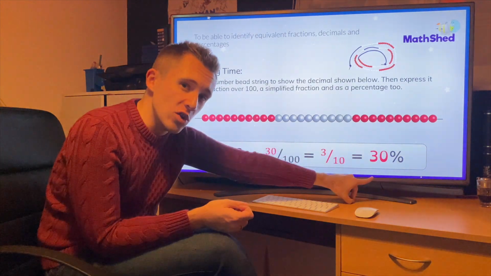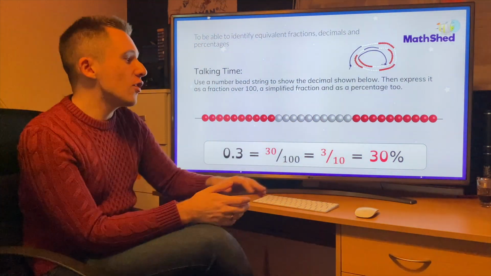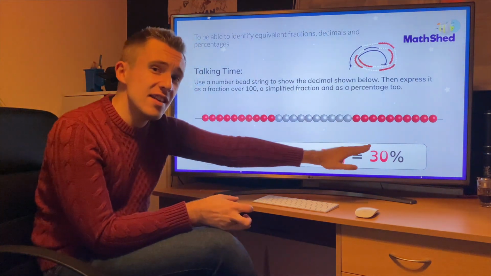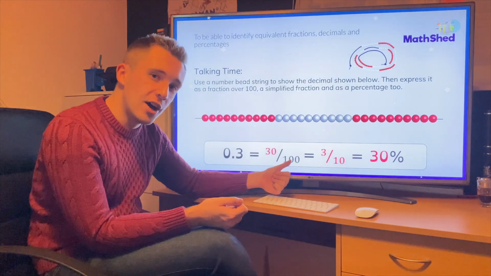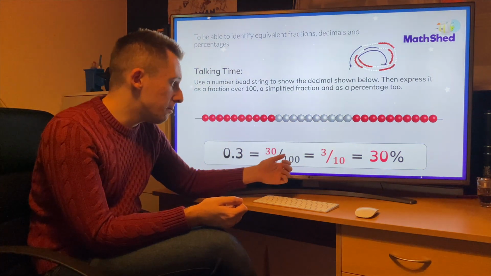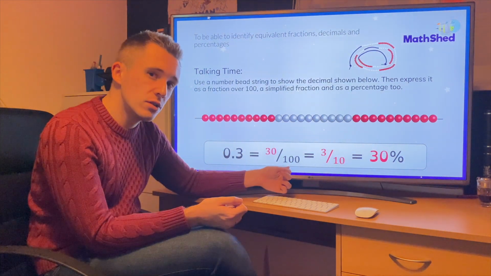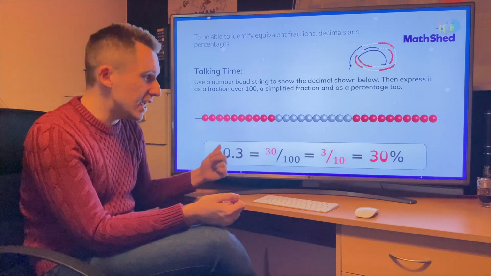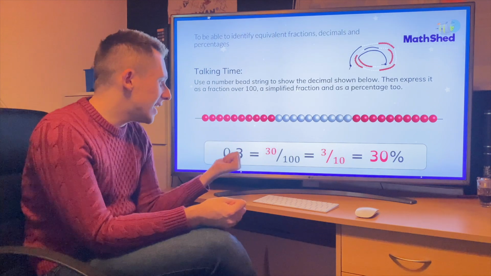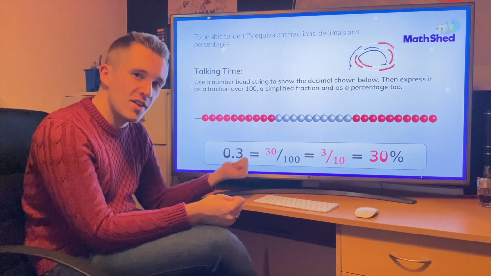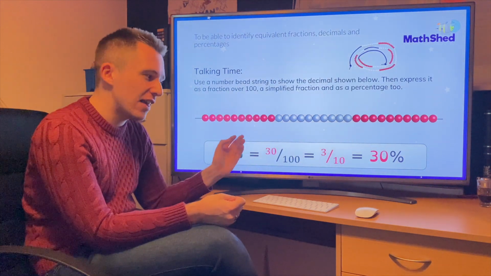And that is equal to 30%. So to find a percentage, the easiest way to do it is to make it a fraction over 100. If you have a fraction, make it so it's over 100. If you have a decimal, it's already done for you. The thing you need to watch out for is you could have put that as 3%. You need to remember it has a placeholder.